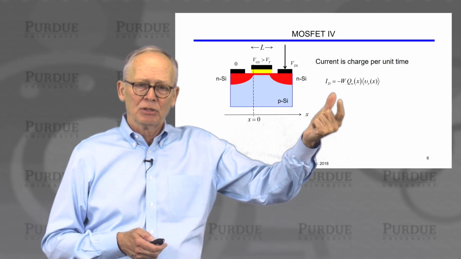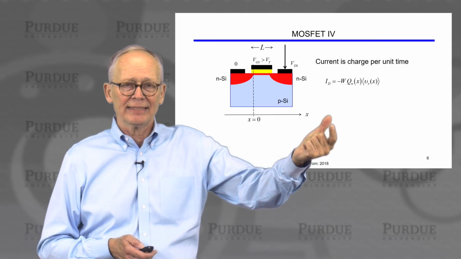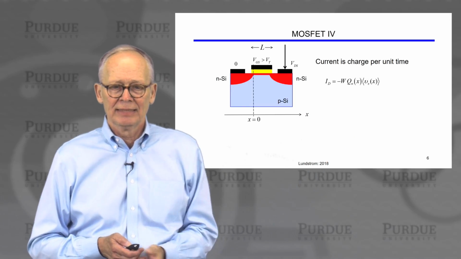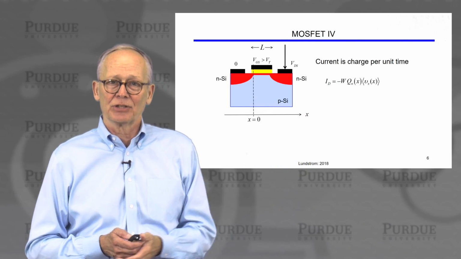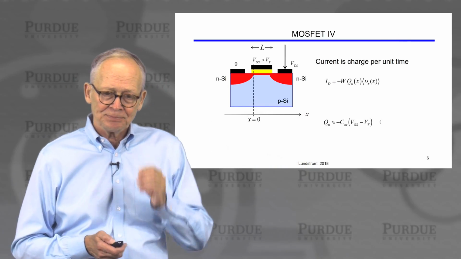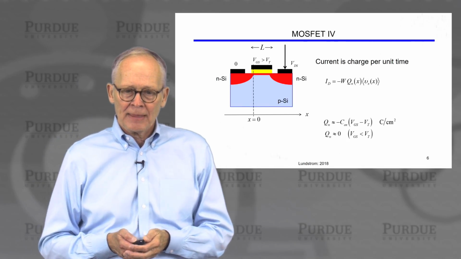The charge is in coulombs per unit area. The velocity is in meters per second. If you check that out, you can see that we've got the right units. Current is coulombs per second. So we have an expression for the charge.